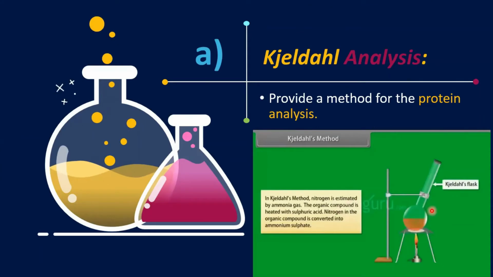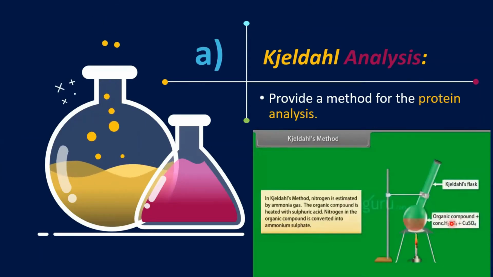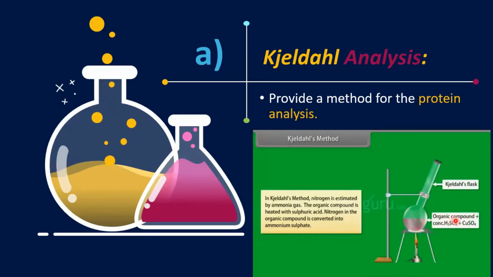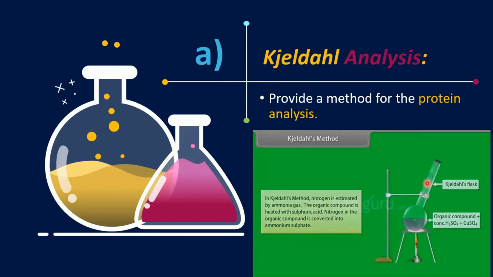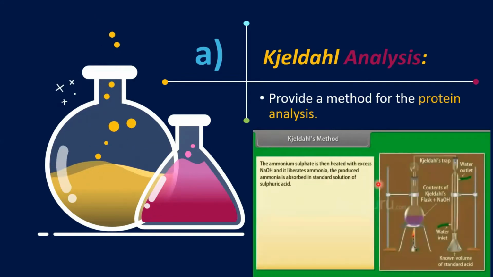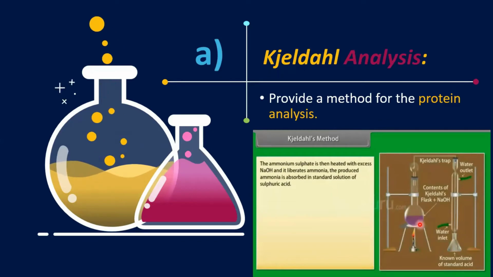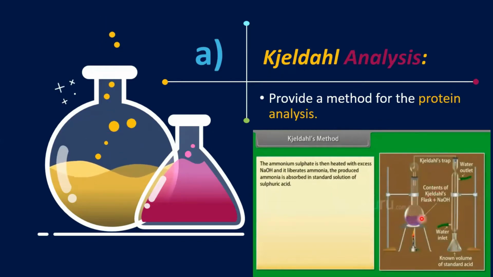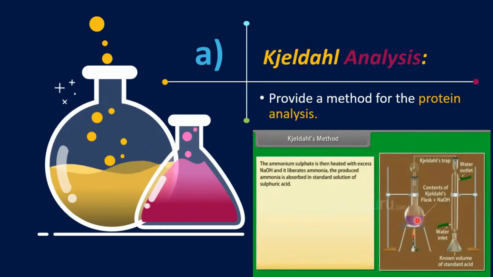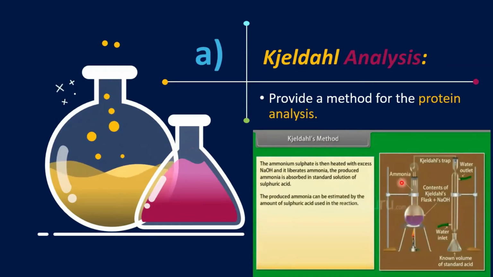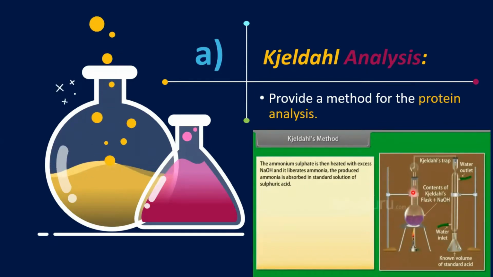In this method, nitrogen is estimated by the ammonia gas. The organic compound is heated with sulfuric acid. Nitrogen in the organic compound is then converted into ammonium sulfate, as shown by the fumes of the gas. The ammonium sulfate is then heated with excess NaOH and it liberates ammonia. Here you can see the heating of the solution and the liberation of the ammonia gas. The fumes of gas here are the ammonia gas.